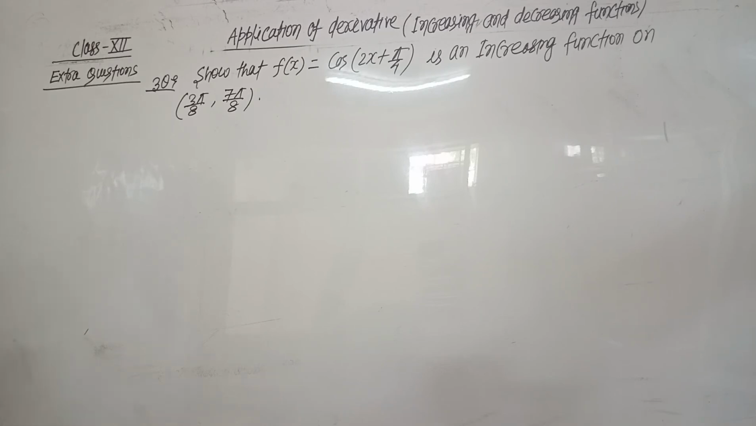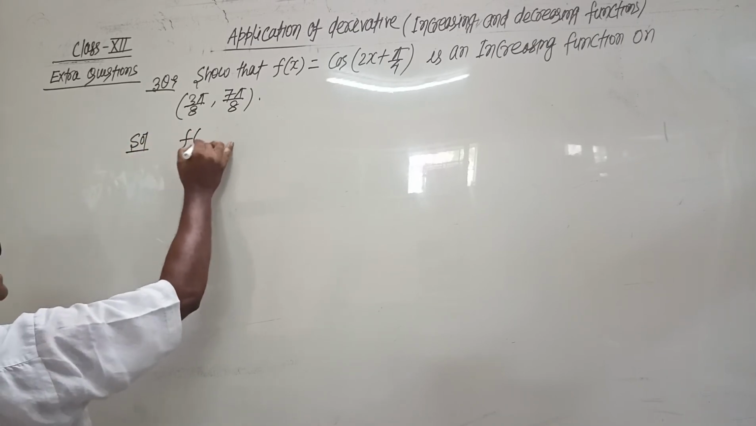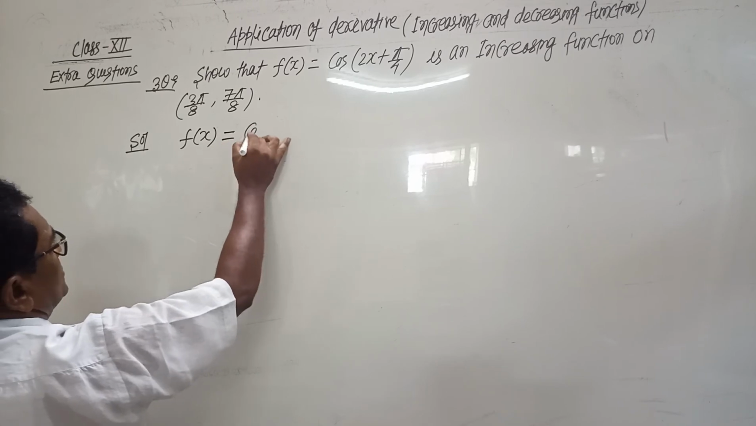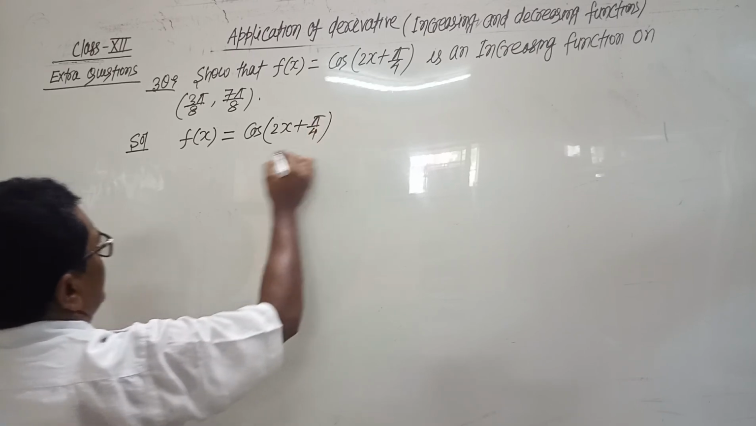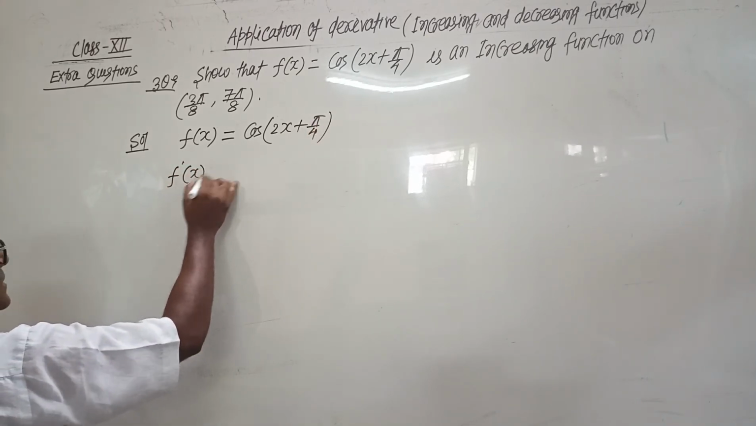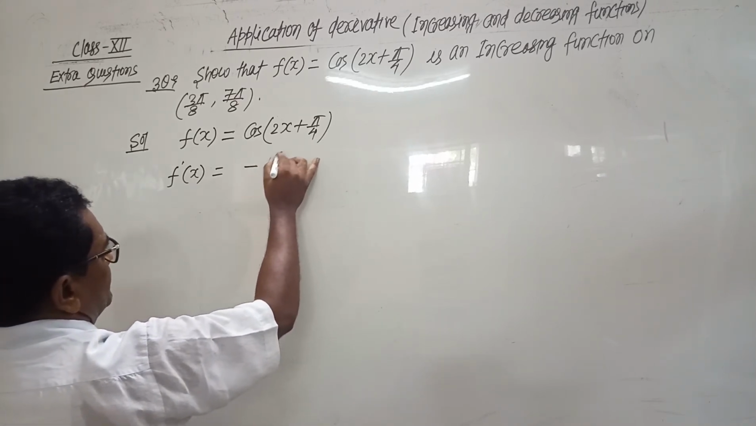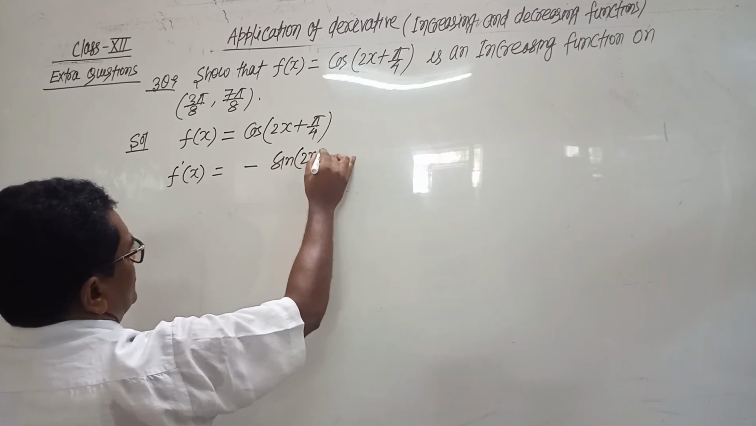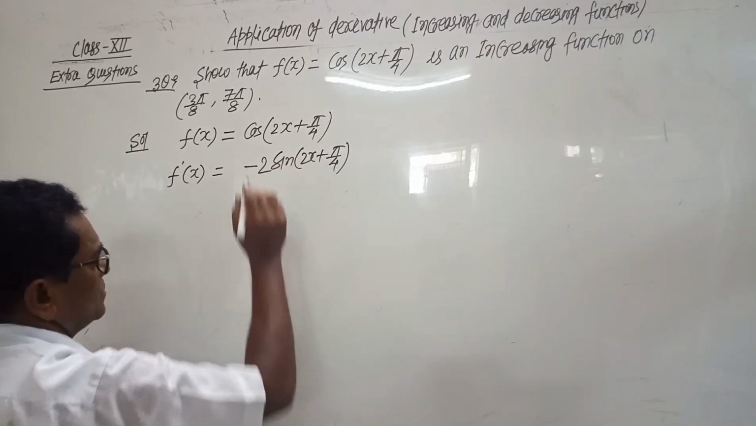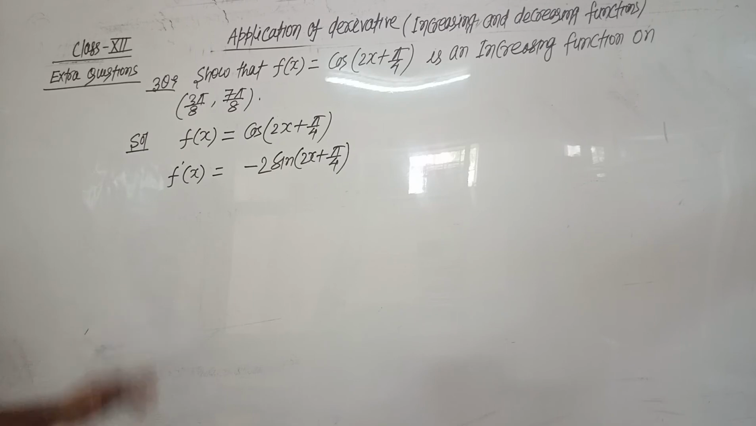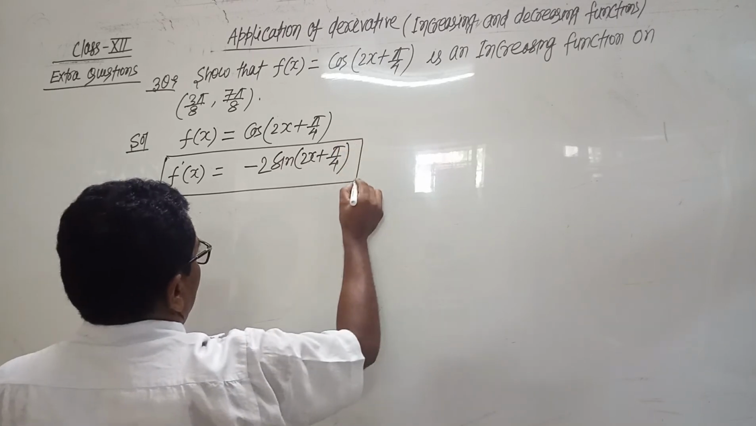So let us see. Firstly, we will write the function f(x) equals cos of (2x plus pi by 4). Find f dash x. F dash x is the differentiation of cos theta, which is minus sin(2x plus pi by 4), and again the differentiation of 2x comes to be 2. This we have differentiated: f dash x equals minus 2 sin(2x plus pi by 4).